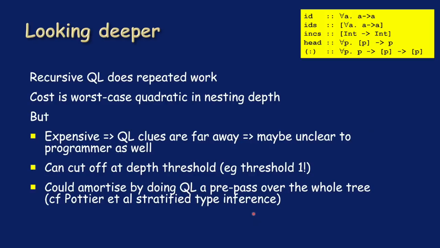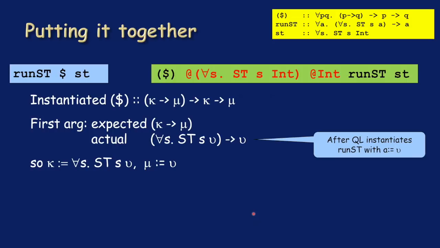Okay, putting this all together from the arguments, we can actually now do runST of $. By taking a quick look at the argument, we do need to do a little bit of instantiation. Norman, this speaks to your point. When we're doing the quick look on $, we instantiate $ with kappa arrow mu, then we get the expected kappa arrow mu from the runST. What's the actual? It's the type of runST. Oh, but that's a forall type, so we must instantiate it before doing this quick look business. That's a little bit like a degenerate version of looking inside the argument.